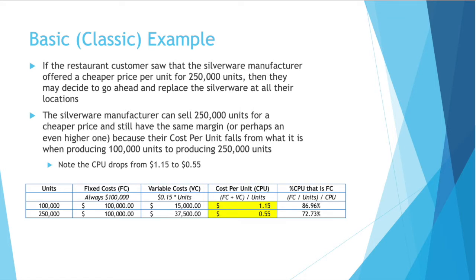That's an even better margin for them, but a cheaper price for the customer. This is one of the reasons you'll see a bulk discount, where in purchasing more, you pay less per unit.